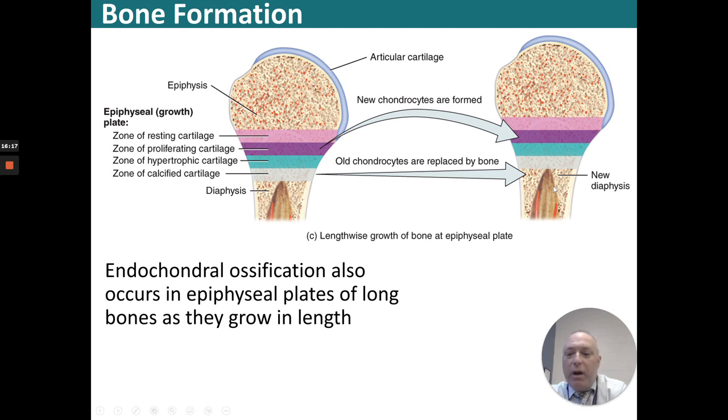So this is endochondral ossification, and we're looking at the epiphyseal plate. And if this plate, by the way, is damaged during development, you will not get growth of that bone and will probably develop a limp due to the injury, because these epiphyseal plates are very important for growth of bones.